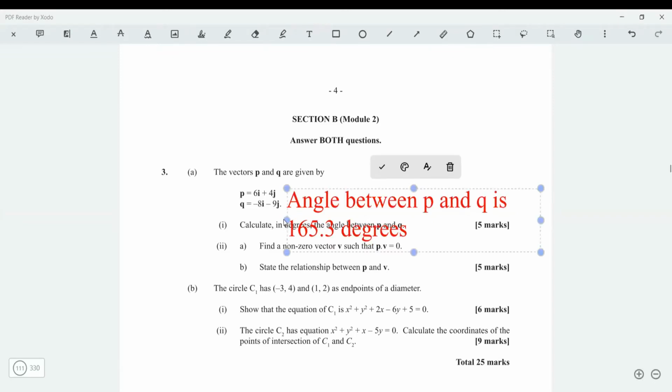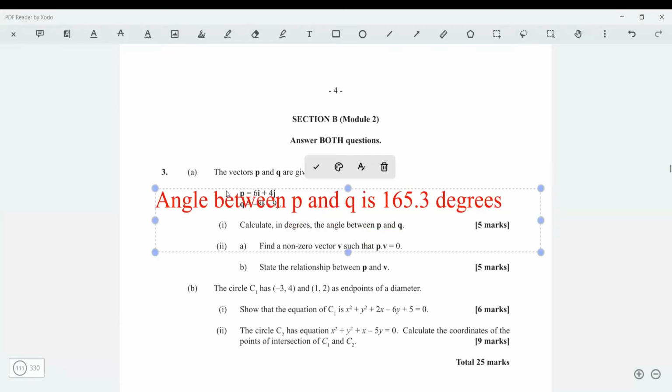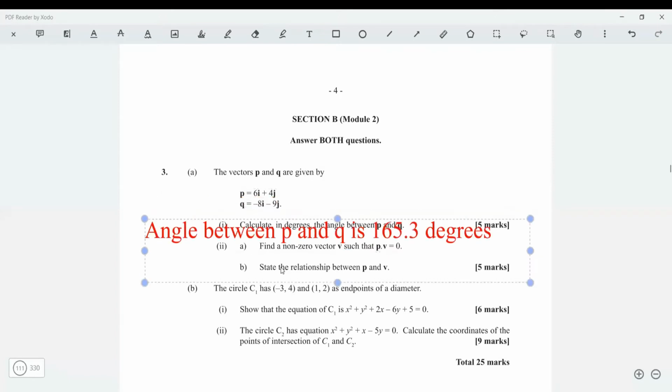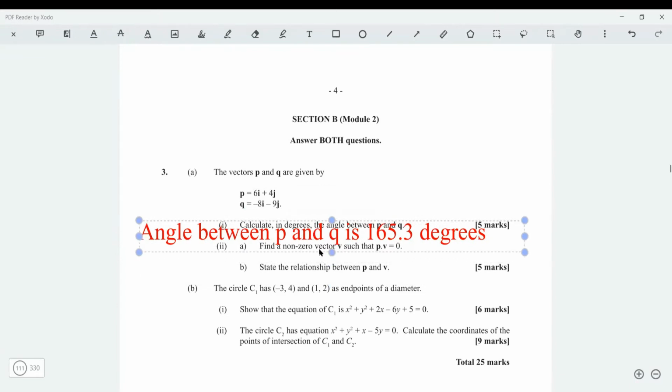We made up theta, and they don't know where this theta comes from. So we have to establish theta, but then you have to tell them that's the angle between P and Q.